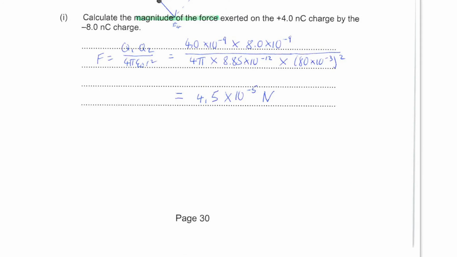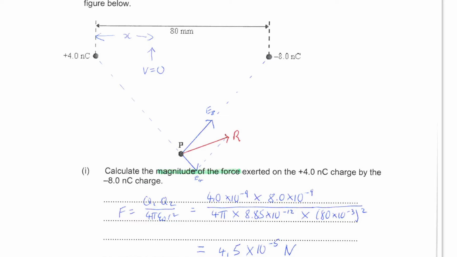Looking back at the diagram, you will see that I chose to call the unknown distance that we wish to find x, and that is the distance from the 4 nanocoulomb charge to the point where the potential is 0. It can be useful to ask yourself in this situation where approximately you would expect this point to be. And if you think about it, you should be able to appreciate that it would be nearer the 4 nanocoulomb charge.